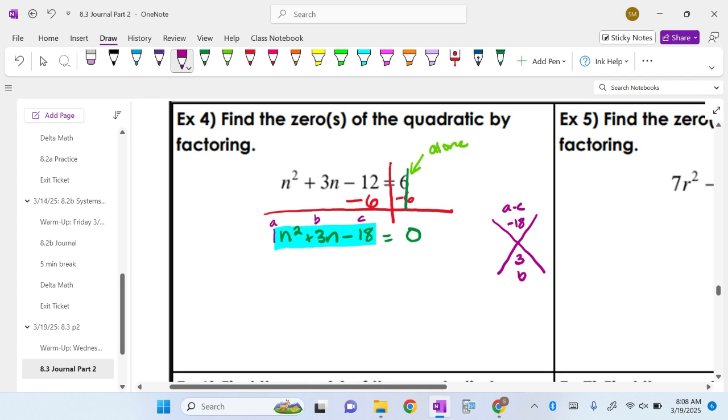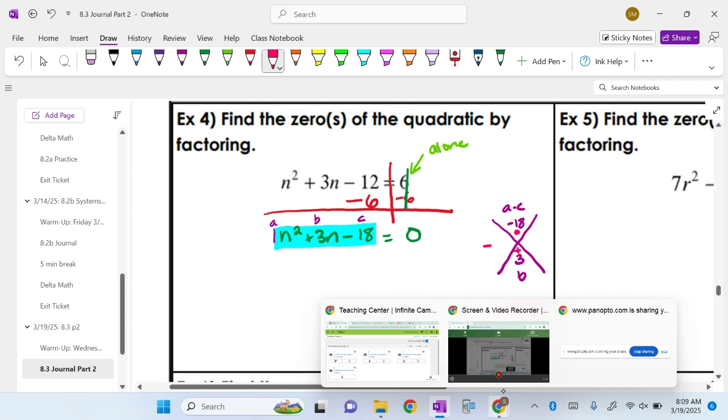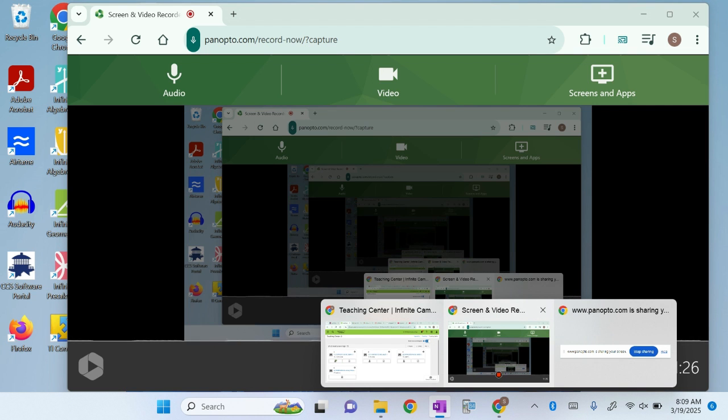So what are two factors of 18? So two numbers that multiply to negative 18 but add to 3. First off, if we're multiplying to a negative number, that means one of our factors has to be what? Negative. So one of them has to be negative. So what are some factors of 18? Someone give me a factor of 18.